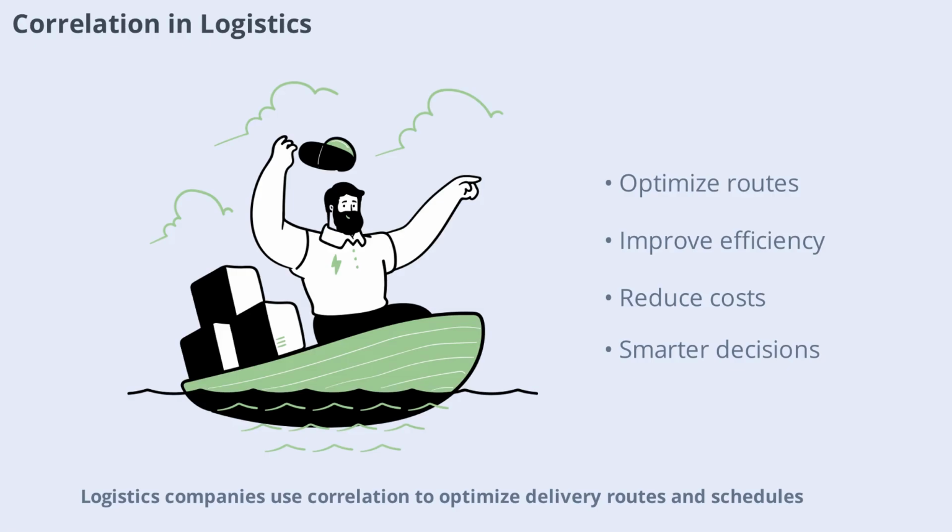Logistics companies use correlation to optimize delivery routes and schedules. By studying the relationship between traffic patterns and delivery times, they can find ways to improve efficiency and reduce costs. Correlation analysis supports smarter logistics decisions.